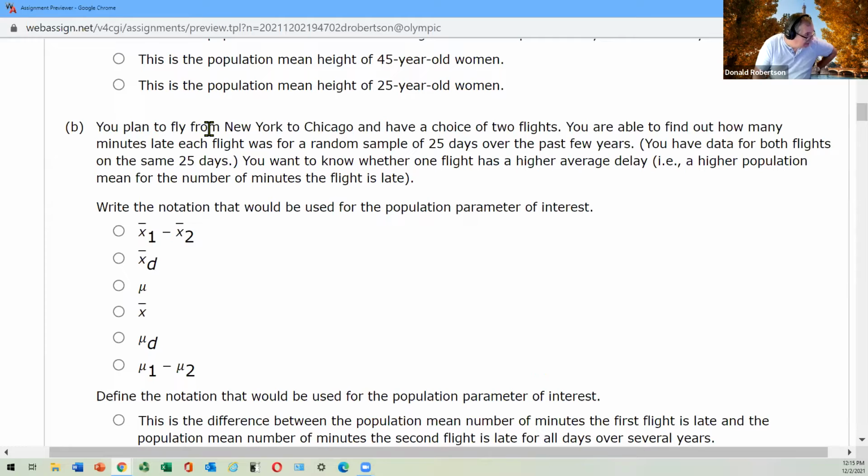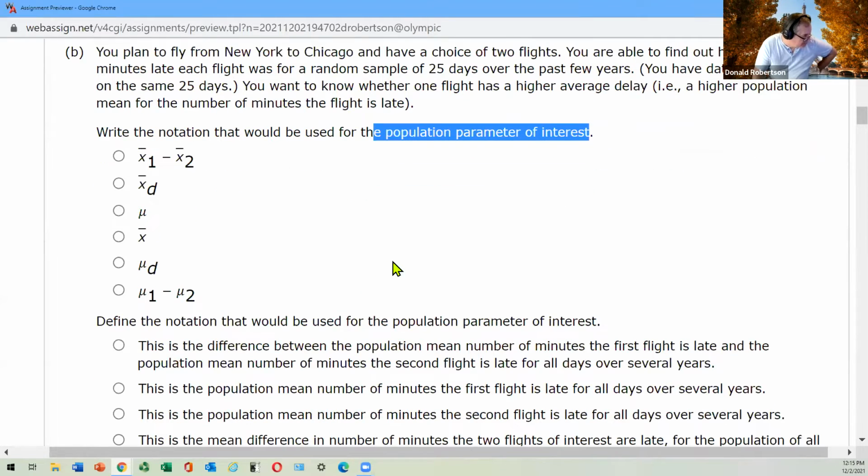Okay, you plan to fly from New York to Chicago, and you have a choice of 2 flights. You are able to find out how many minutes late each flight was for a random sample over a 25-day period. You have data from both flights on the same 25 days, and you want to know whether one flight has a higher average delay than the other. So I want to use Delta rather than American Airlines because Delta doesn't delay as much, right? Something like that. So what would the notation for the population parameter be?